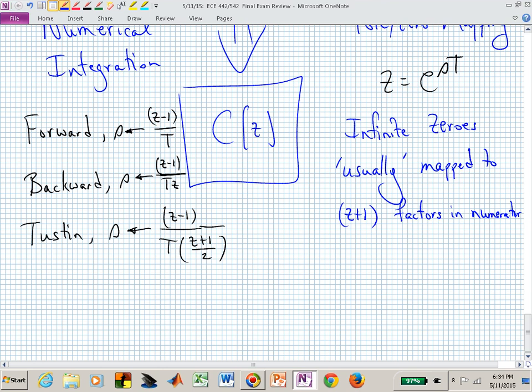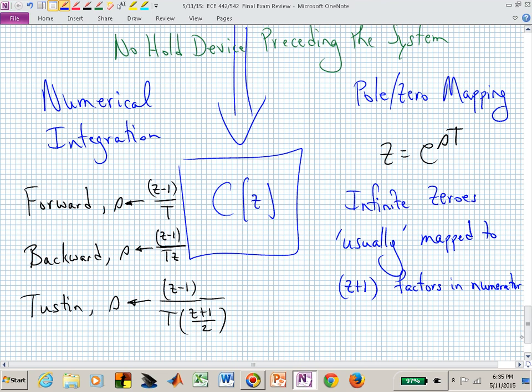What else did you have to worry about in pole zero mapping? You remember? The finite zeros, that's easy. You just use that z equal e to the sT. The finite poles, that's easy. You just use that relationship, z is equal to e to the sT. The infinite zeros, that's pretty easy also. You just introduce these factors, z plus 1. I shouldn't say add. You're just placing those in the numerator in a product form with your other zero factors.